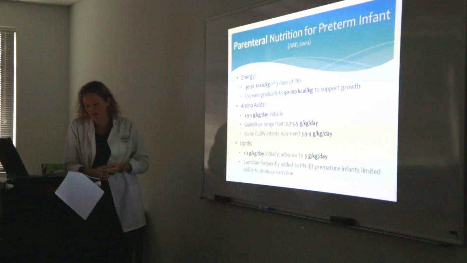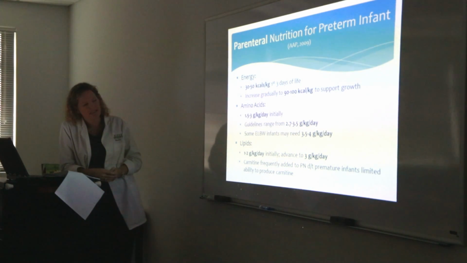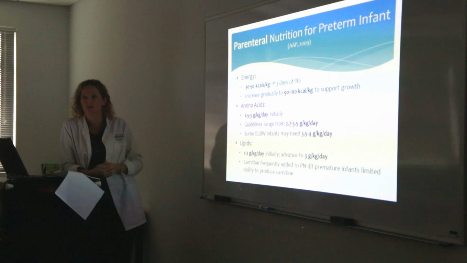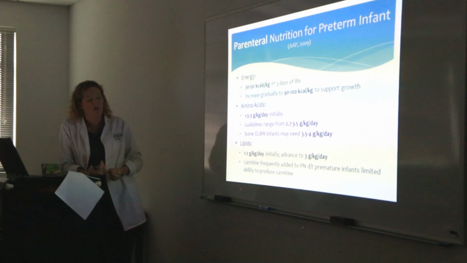With lipids, they need the lipids to get the essential fats, and lipids are a real concentrated source of calories too. So you want to start at 1 to 2 grams per kilogram and then advance to a goal of about 3 grams per kilogram. Carnitine is added to parenteral nutrition usually with these infants because they don't have the ability to produce carnitine, so they'll add it right to the TPN.